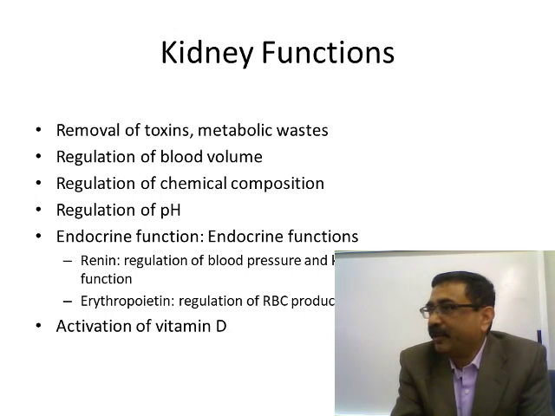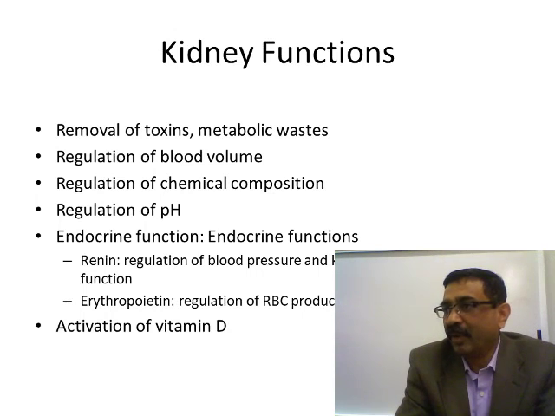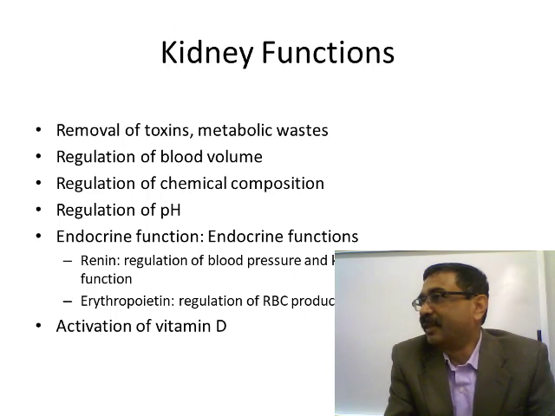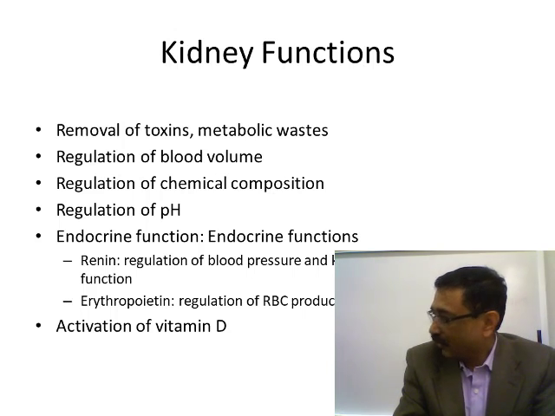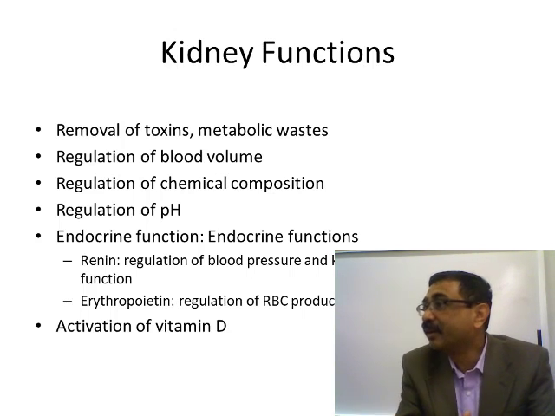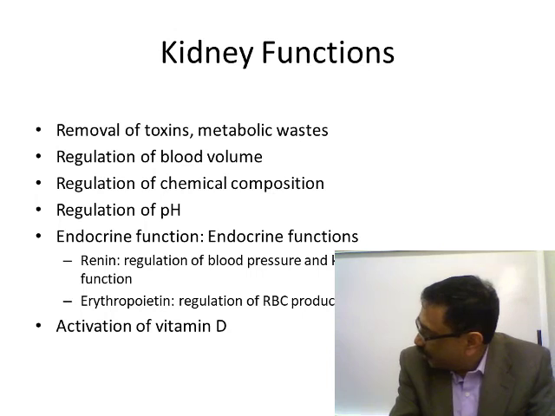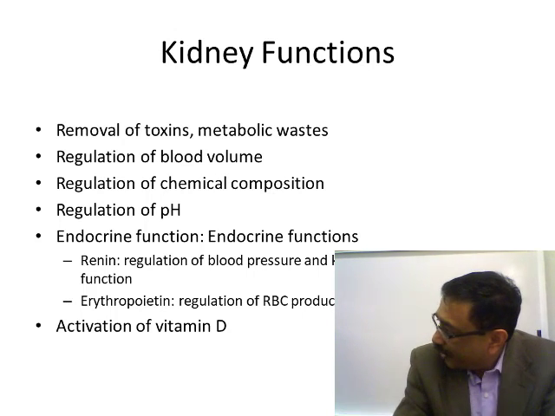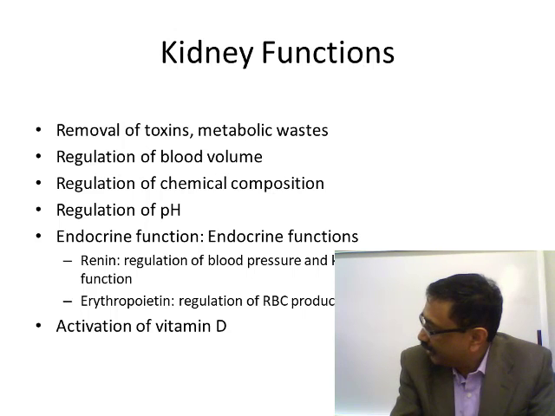Another chemical, you have already heard this name, erythropoietin. When we talked about the blood, we talked about this chemical. Remember, erythropoietin stimulates the bone marrow to produce more red blood cells. Its name is telling you, erythrocyte, red blood cell, poietin, the chemical that stimulates the poiesis. Poiesis is production. You know, erythropoiesis. So erythropoietin stimulates the bone marrow to increase the production of red blood cells. So that's how the kidneys work as endocrine gland.